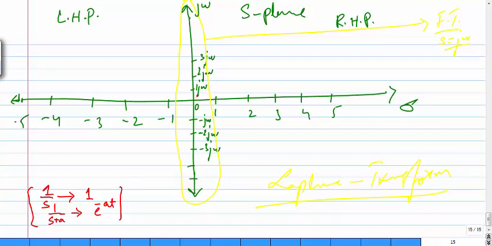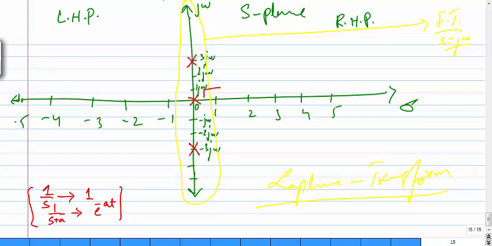Now if we have a pole at the origin, this means the response is constant, like this, because of the 1. If we move above or below, then we have pairs of poles.